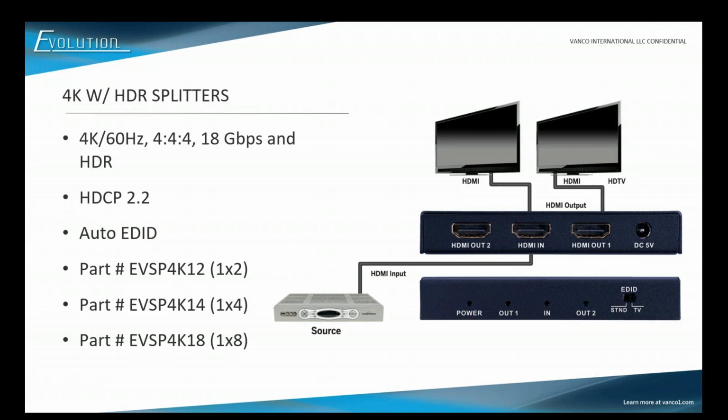But these specific splitters that you're seeing in front of you, again, up to date in terms of 4K resolution, so full 4K, 60 frames, 444, 18 gigs, and HDR, features HDCP 2.2, auto EDID for any compatibility issues. Okay, so the key with these splitters is that all of your displays have to be 4K. If not, if you have one 1080p display in there, guess what? It's going to ruin the party.